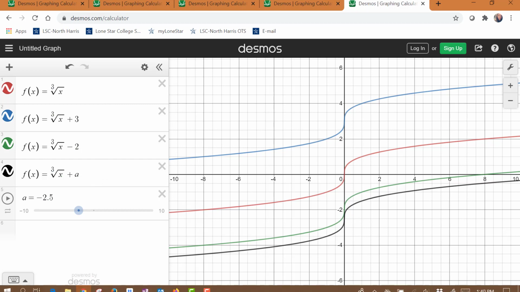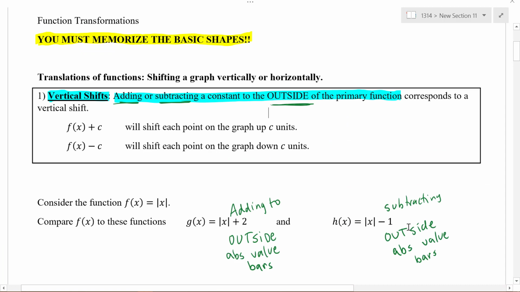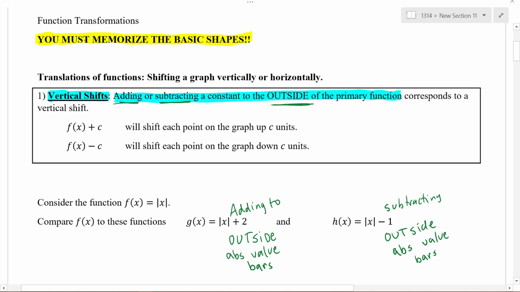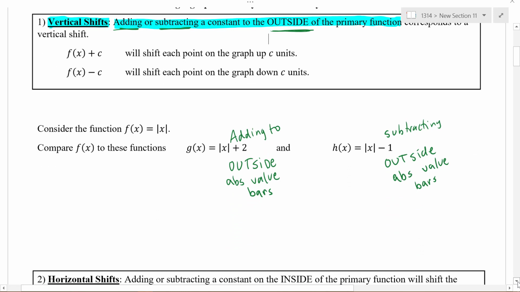So what I'm going to ask you to do in your notes and on exams and homework is to keep track of what that shape looks like and what that newly shifted origin point will be. So let's look at these functions here. So g of x equals absolute value of x plus 2. Since we've added a 2 to the outside of that function, what is the graph of that going to look like?